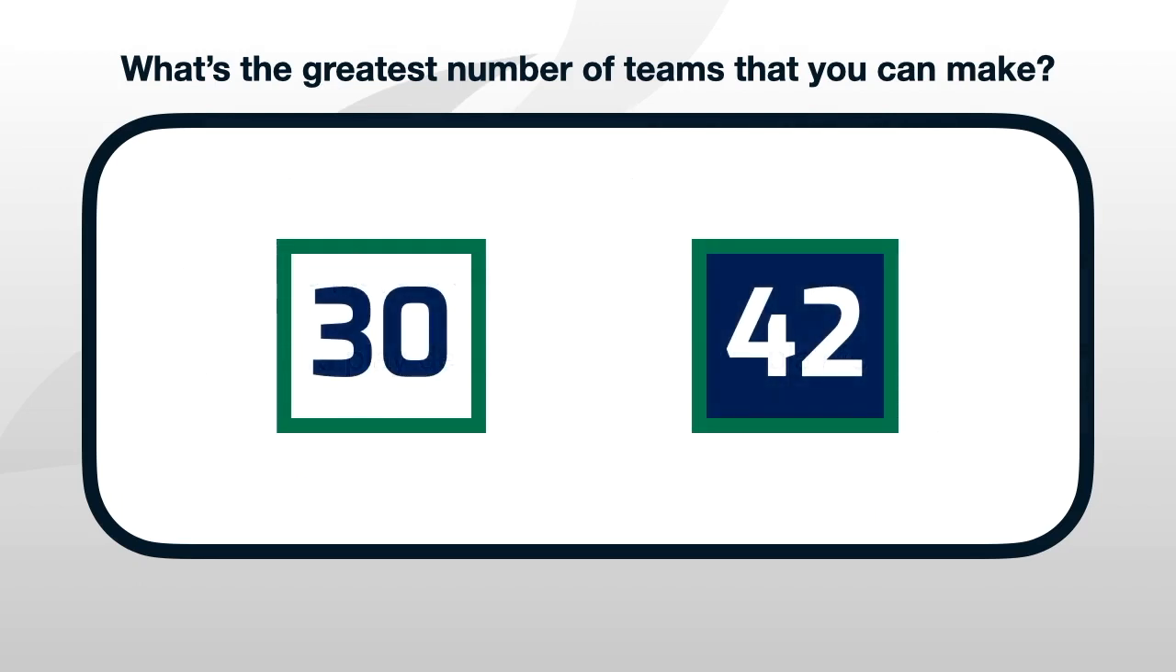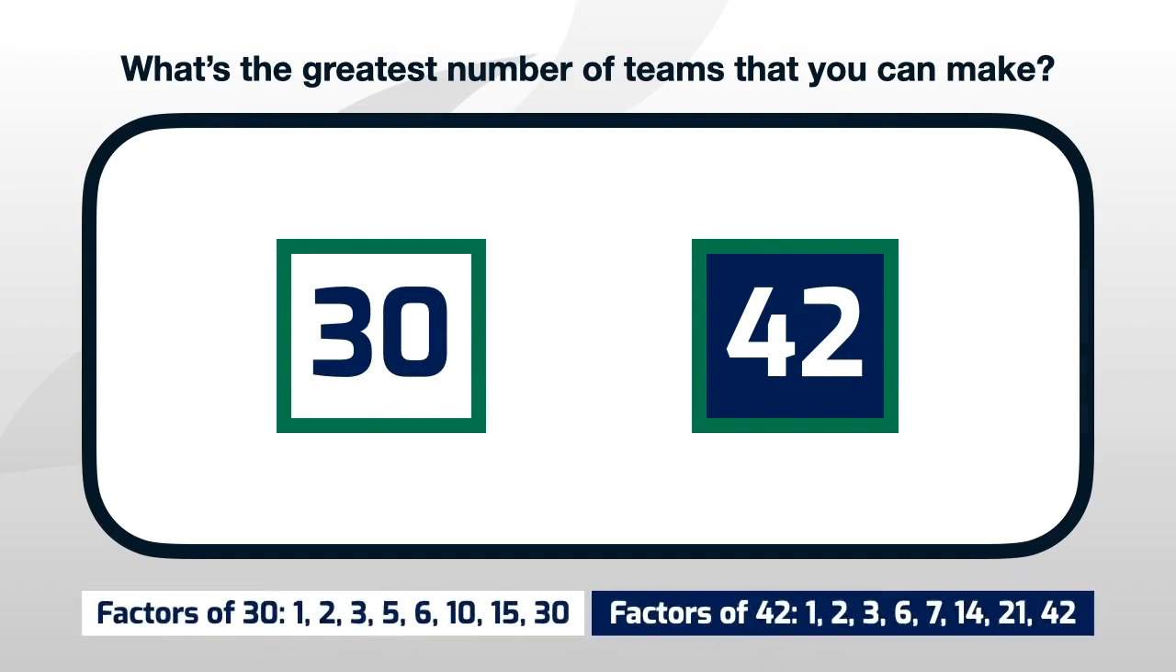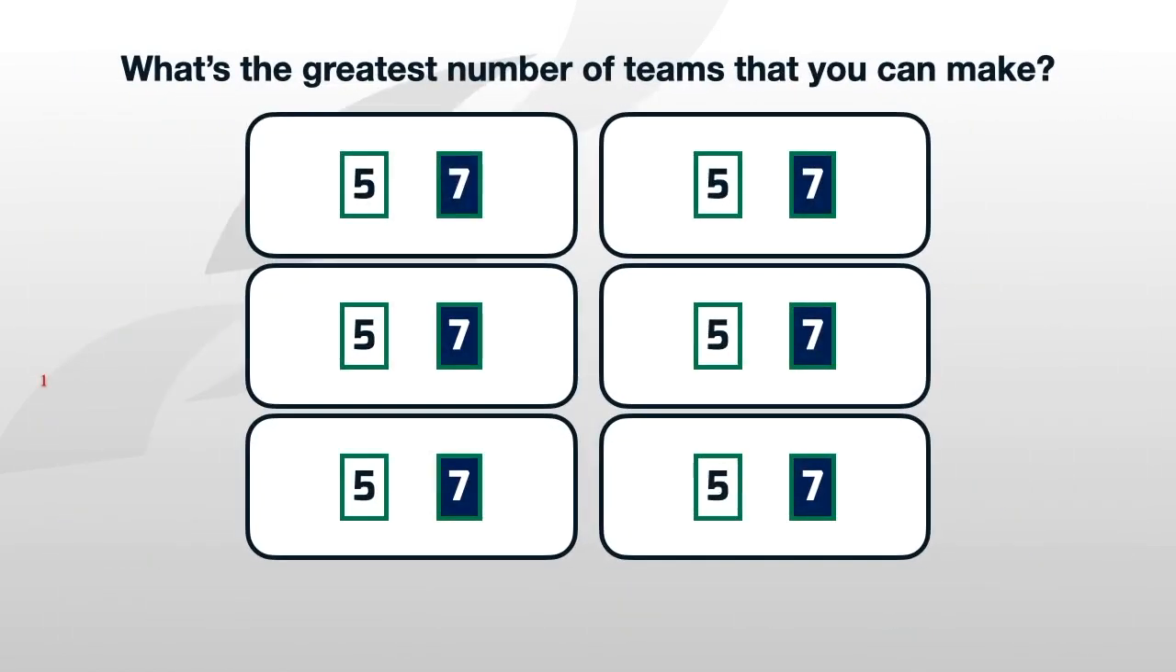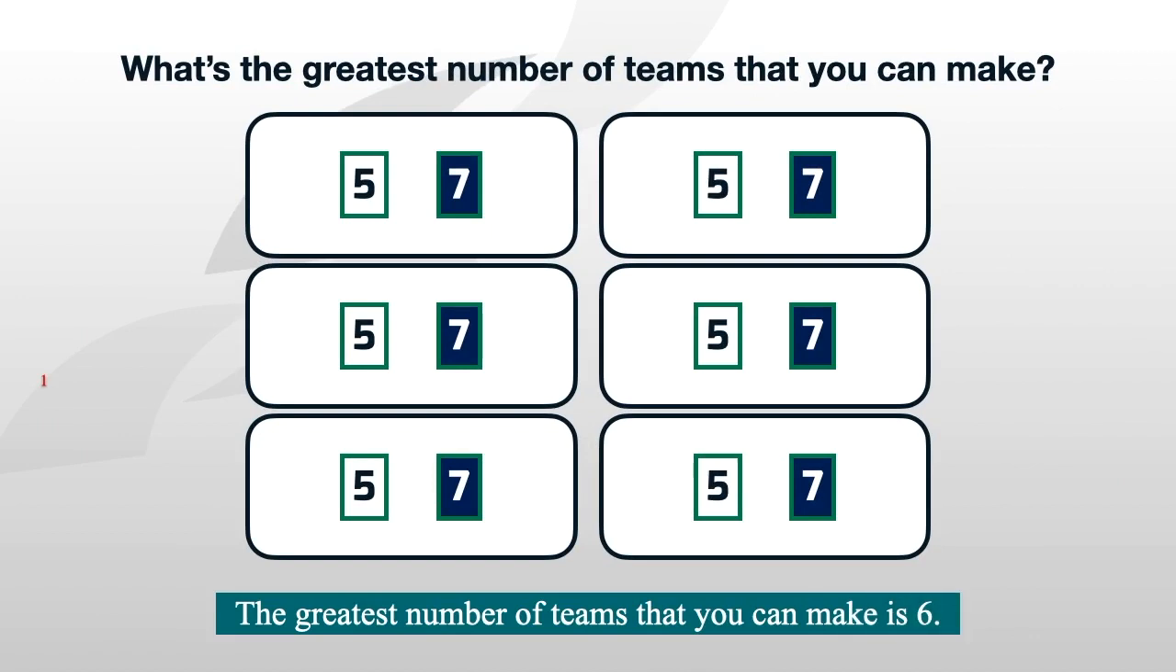The factors of 30 and 42 are listed here and here. The greatest common factor is 6. 30 defenders and 42 forwards can be split into, at most, 6 teams. The greatest number of teams that you can make is 6. Closely related to factors and multiples is the concept of prime and composite numbers. This will be the focus of the remainder of this video.